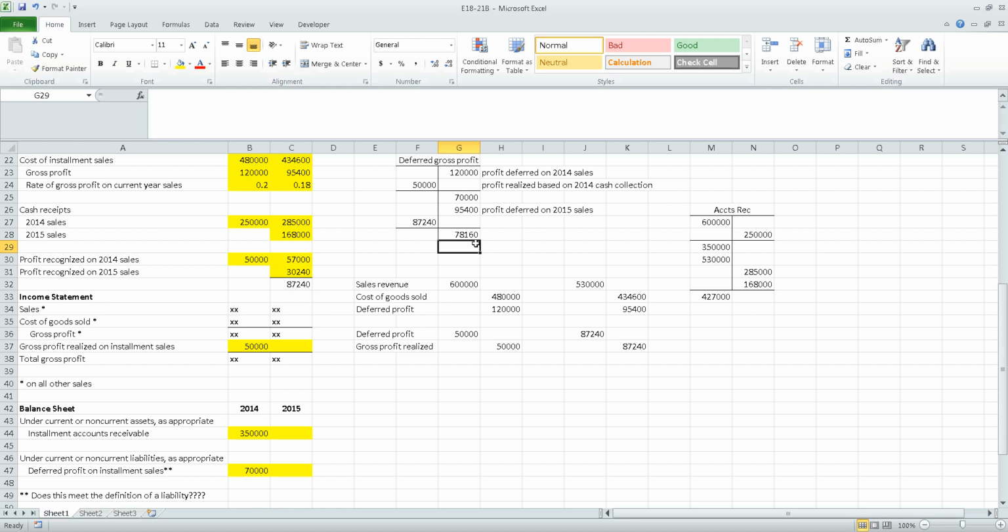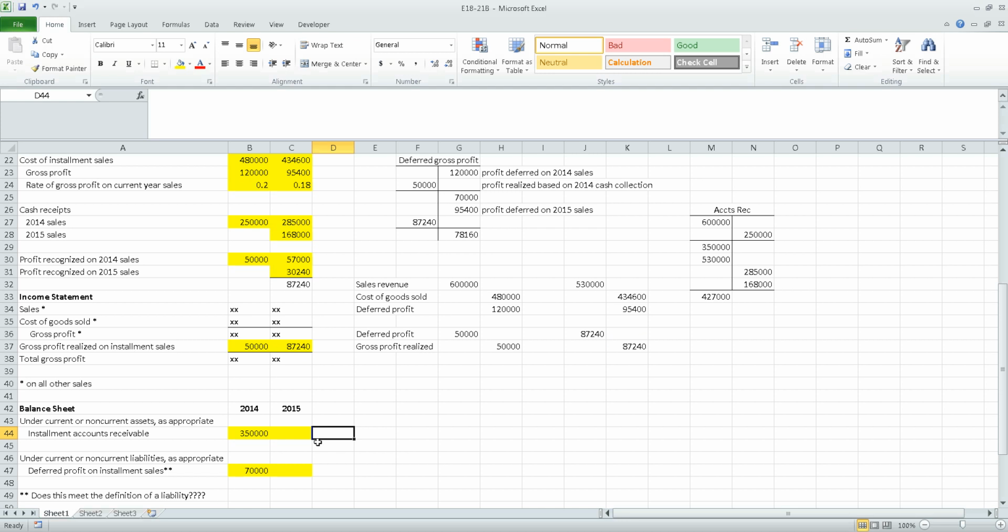So here's how all that is going to fall into the income statement and balance sheet. Over on the income statement, this profit that we realized through this journal entry is going to be reported there. $87,240 gross profit realized on installment sales. That's how that tracks into the income statement.